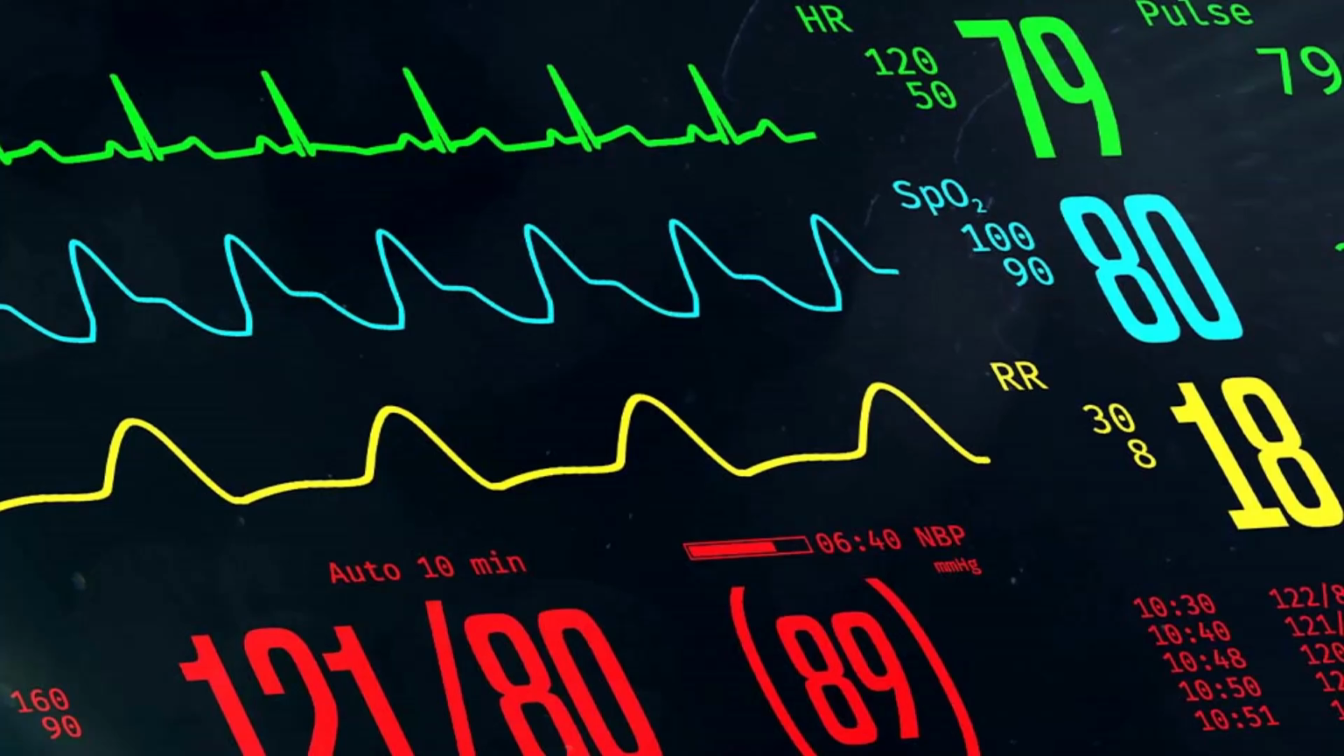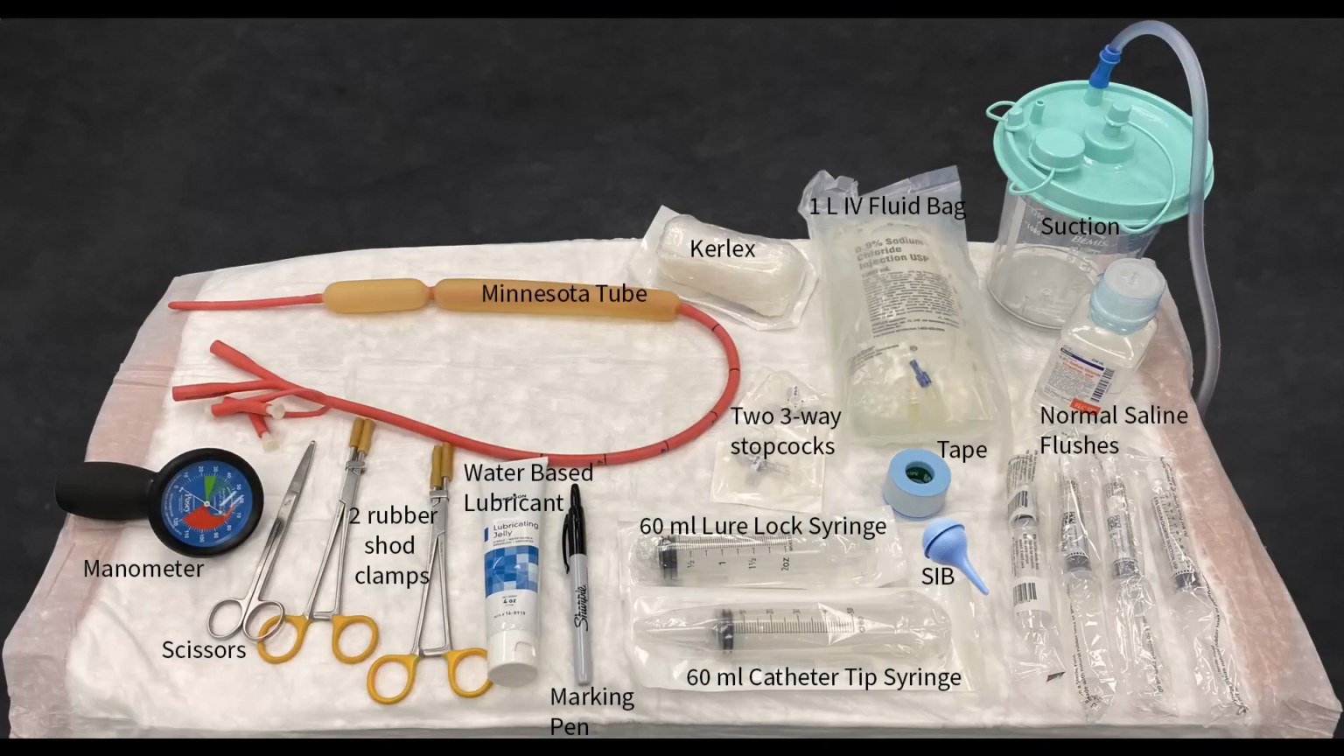The patient's hemodynamics should be addressed, and ongoing resuscitation should not be paused or delayed while deciding, preparing, and placing a GEBT. The GEBT kits should include a Minnesota tube, manometer, scissors, 2 rubber shod clamps, copious water-based lubricant, marking pen, 2 3-way stopcocks, 2 IV claves, luer locks, 60 mL luer lock syringe, 60 mL catheter tip syringe, tape, self-inflating bulb, normal saline flushes, 1 liter bag of IV saline, and Kerlix. Although not included in the kit, reliable suction should be available.